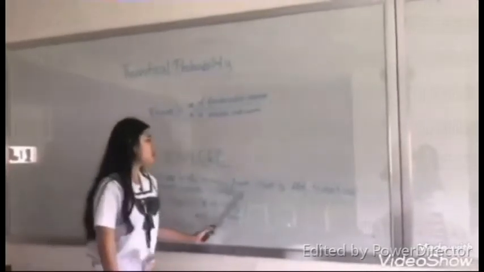For example, of theoretical probability: choose one of the letters shown. What is the theoretical probability of choosing a vowel? In the word EXPLORE, the vowels are E, O, and E. So the number of vowels is 3 and the total number of letters is 7. So 3 over 7 is the theoretical probability of a vowel. It means about 43% is the chance of picking a vowel.